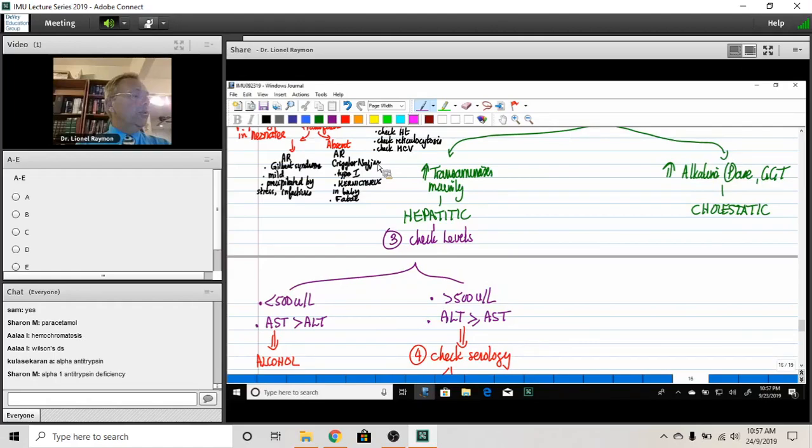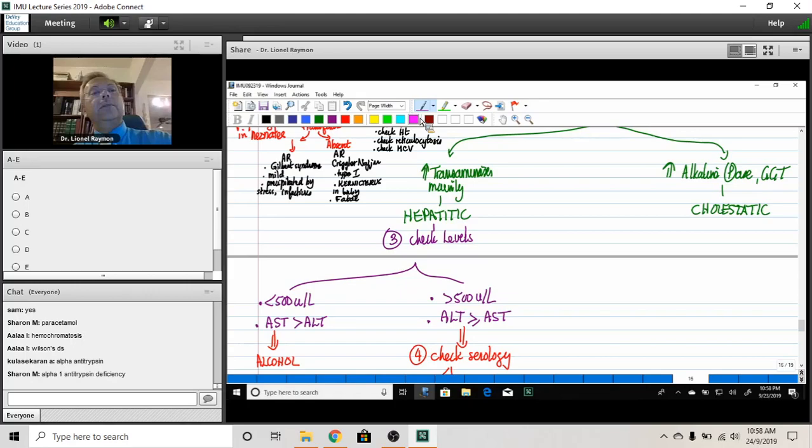Earlier on, which is cholestatic type of jaundice. And there, what you would do is number 3, you would do imaging, starting maybe with something as simple as ultrasound, to check out the diameter of the common bile duct.